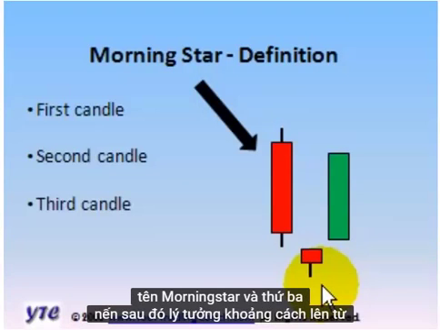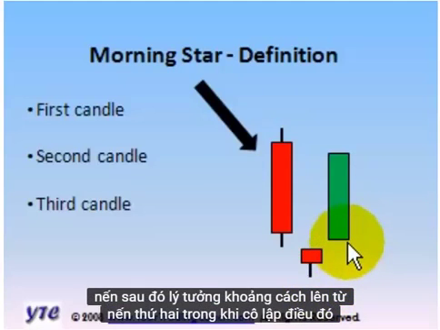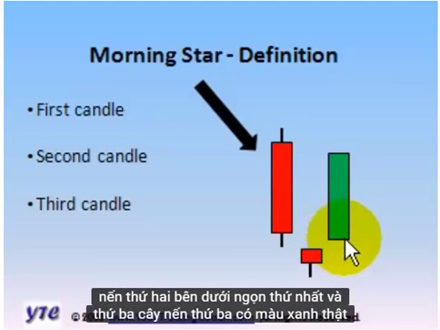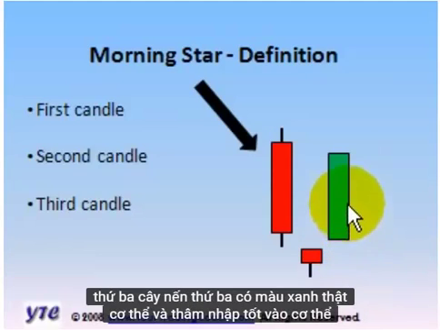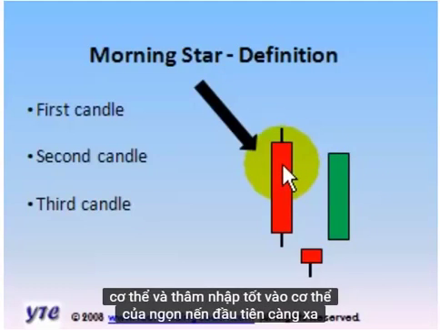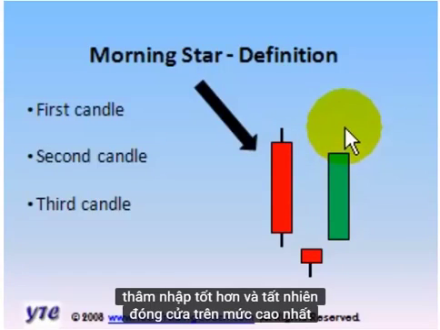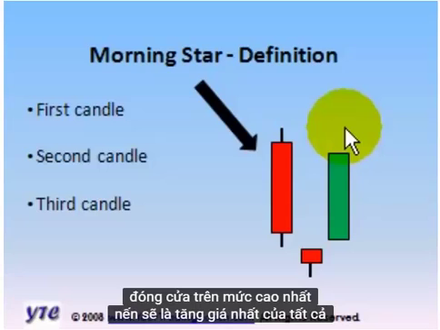And the third candle then ideally gaps up from the second candle, isolating that second candle below the first and the third. The third candle has a green real body and penetrates well into the body of the first candle. The further the penetration, the better. And of course, closing above the high of the first candle would be most bullish of all.